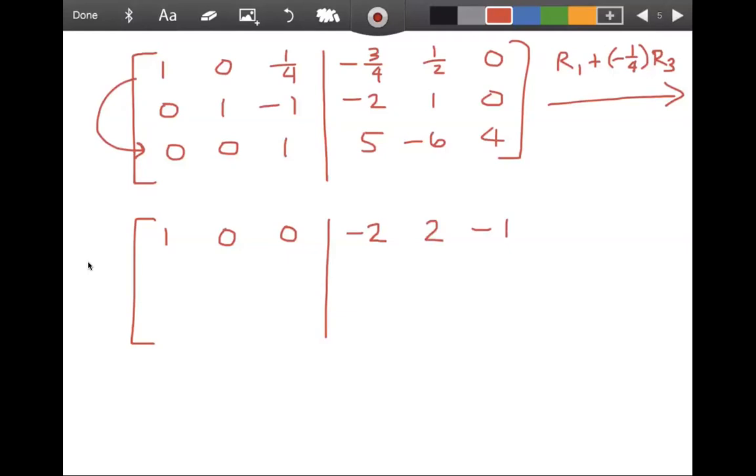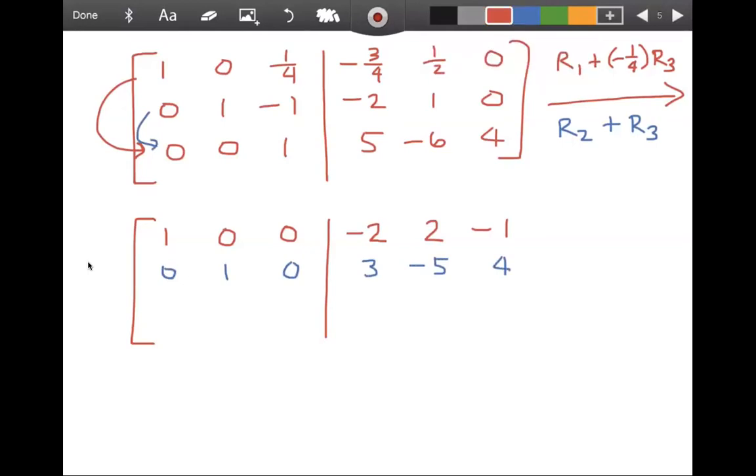And then row 2 is easy. All we have to do to get rid of that negative 1 is just add row 3 to row 2. Because when I add the negative 1 and the 1 together, that'll create my 0. 0 plus 0 is 0. 1 plus 0 is 1. Negative 1 plus 1 is 0. That was the whole point. Negative 2 plus 5 is 3. 1 plus negative 6 is negative 5. 0 plus 4 is 4.